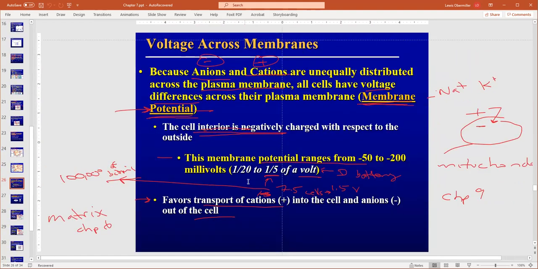These are terms you need to know: membrane potential. You don't need to know specifically what the voltage is, but you should know that usually the positive charges end up on the outside, negative charges on the inside. So cations and anions, you should have learned that term in chapter 2.